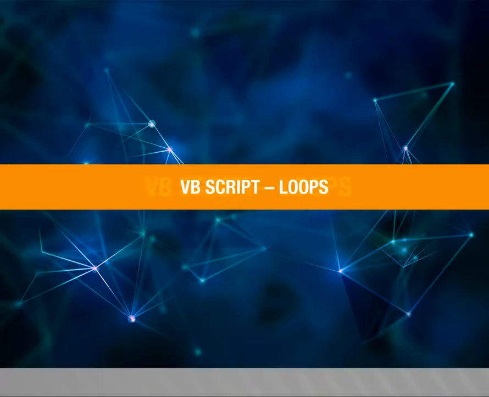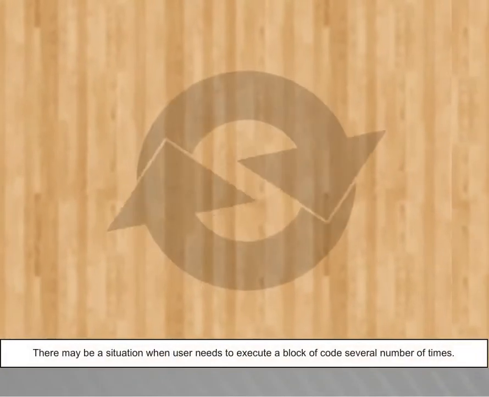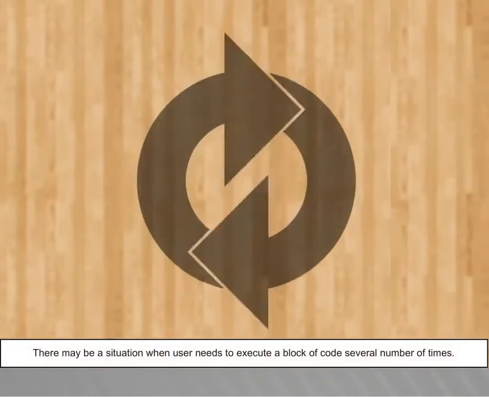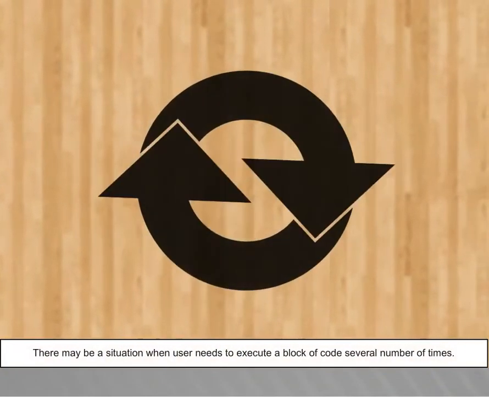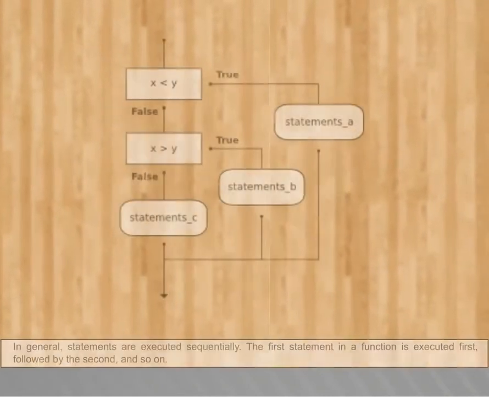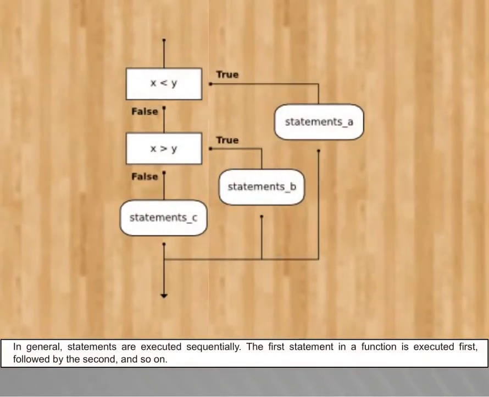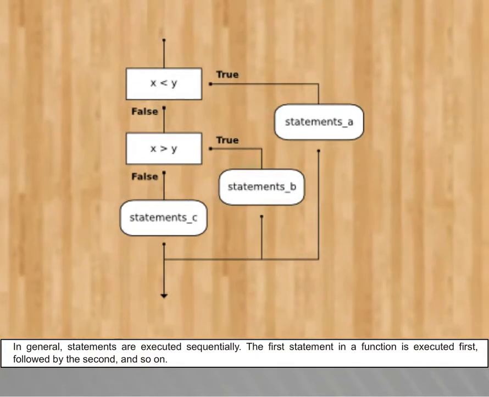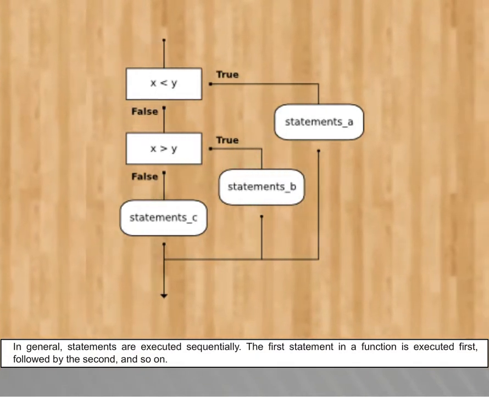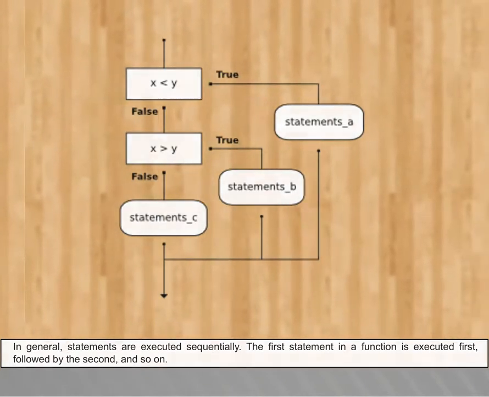VBScript loops. In this video, we are going to see about VBScript loops. There may be a situation when a user needs to execute a block of code several number of times. In general, statements are executed sequentially. The first statement in a function is executed first, followed by the second, and so on.